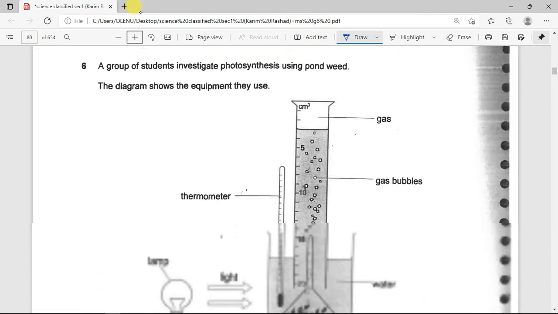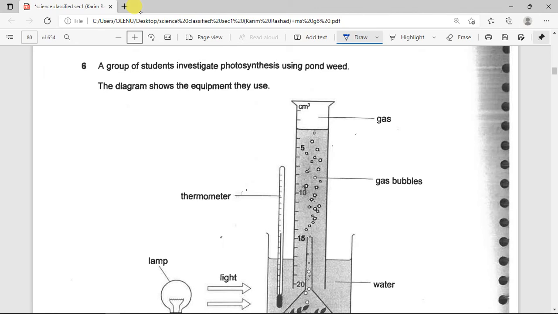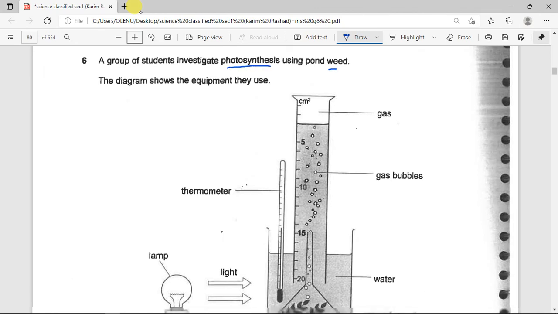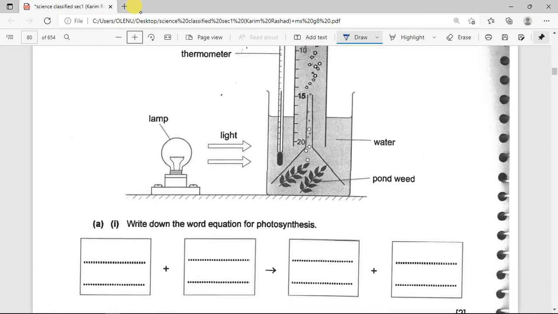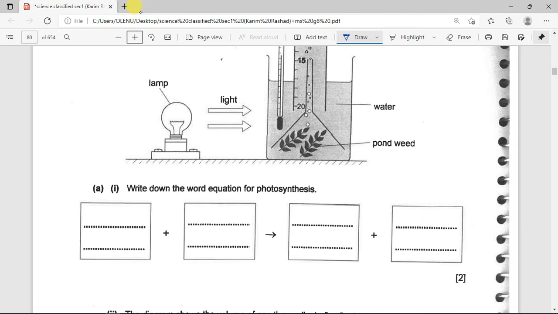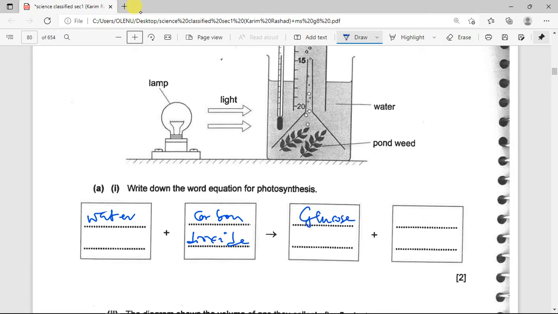Next question is, a group of students investigate photosynthesis using pondweed. The diagram shows the equipment they use to investigate, okay? Now the first question is, write down the word equation for photosynthesis. You have water plus carbon dioxide will give you glucose and oxygen.